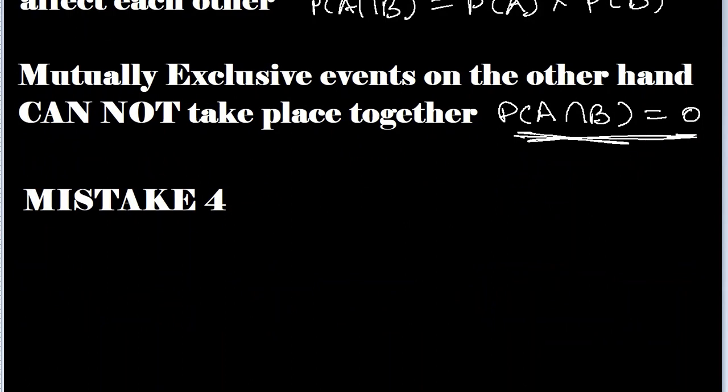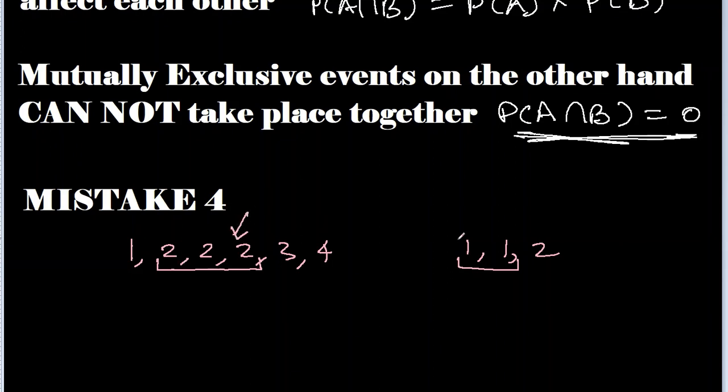Sometimes you get a situation where there is a spinner with numbers 1, 2, 2, 2, 3, 4. And then you have one more spinner with 1, 1, 2. And they ask that the scores of the two spinners are added, and then you get the final score. So in this case, you can see that the 2 appears 3 times here, and here 1 appears 2 times. So the probability of getting 2 is higher here, and the probability of 1 is higher in this case.